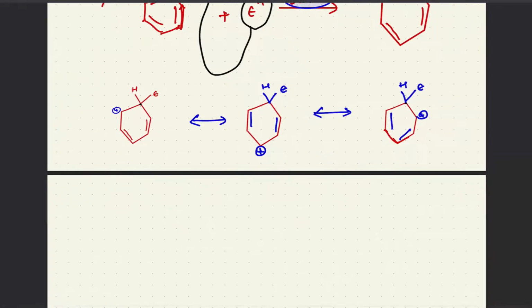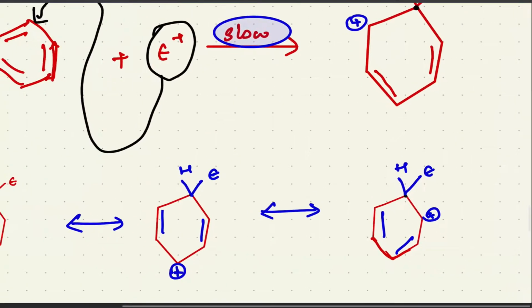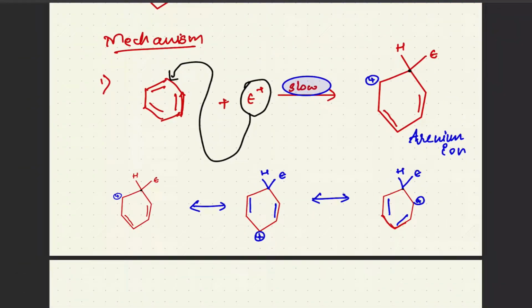Okay, these are the resonating structures of this arenium ion. This is named the arenium ion. So how many resonating structures does this arenium ion have? There are 3 resonating structures.